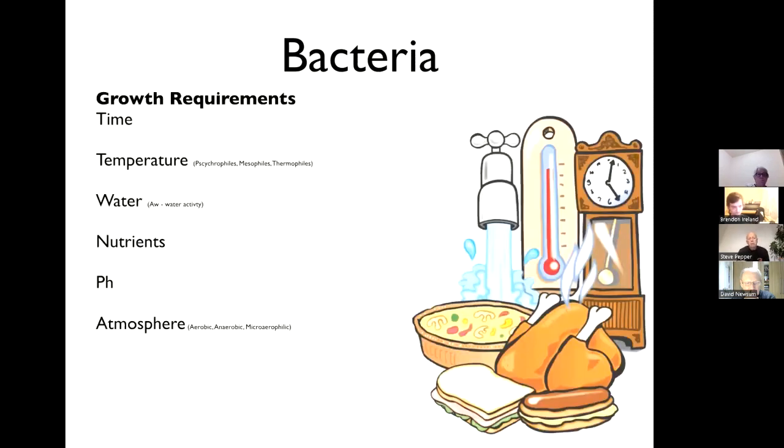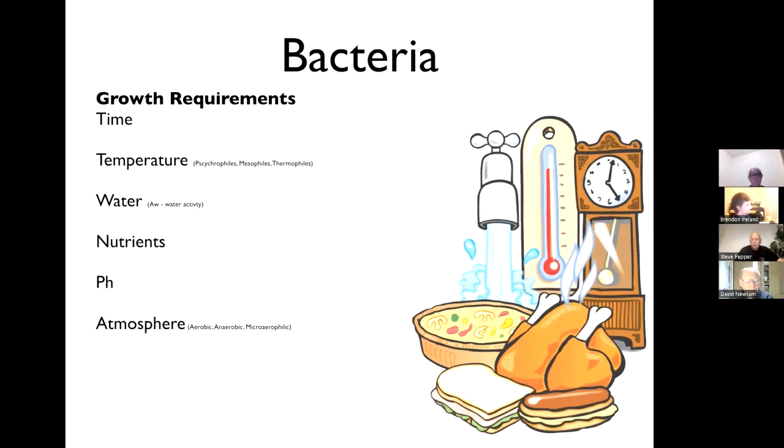Growth requirements of bacteria in general: you need time. Bacteria reproduce by binary fission every 10 to 20 minutes, depending on the conditions. They need the right temperature to grow. It says psychrophiles, but it's psychrotrophs; there are no psychrophilic pathogens, only spoilage organisms. You've got mesophiles and you've got thermophiles. Psychrophiles prefer the cooler end of the scale, mesophiles the middle, and thermophiles prefer hot temperatures.